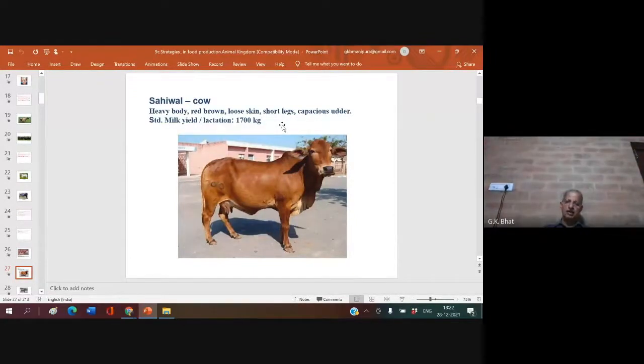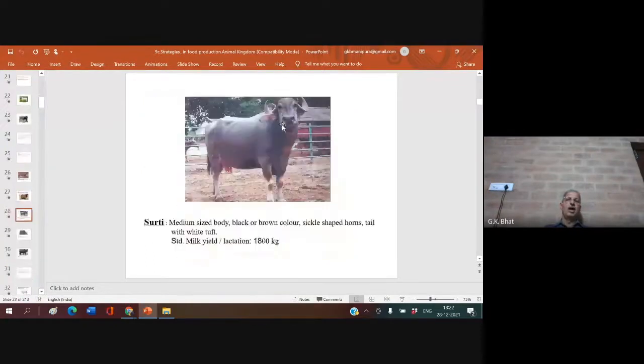What are these two breeds? These are the milk breeds. Milk breeds, this I have showed you, this red Sindhi, and this is a Sahiwal cow. And you have here Surti. Look into the sickle-shaped horn. Sickle-shaped horn. Surti.